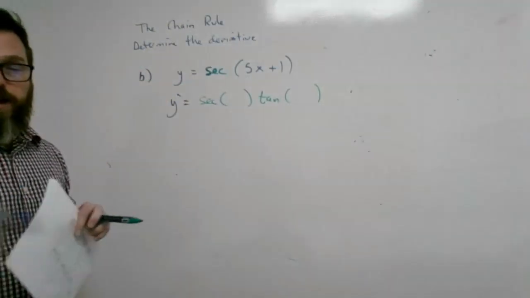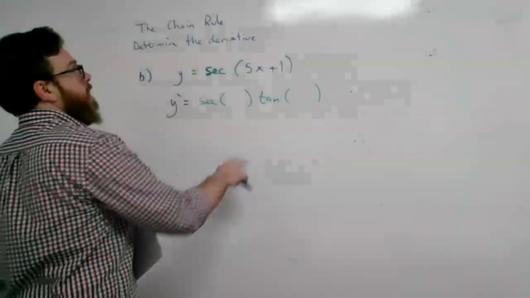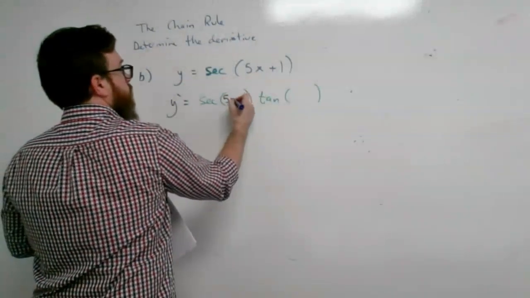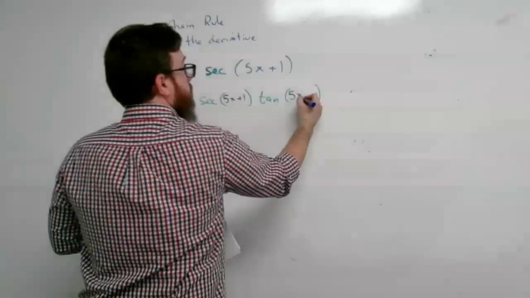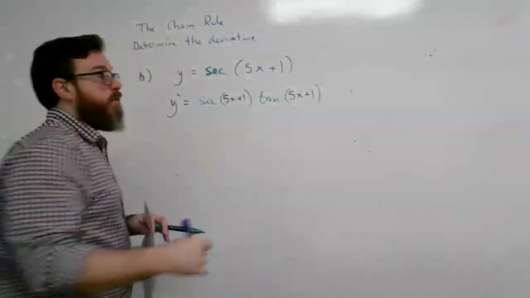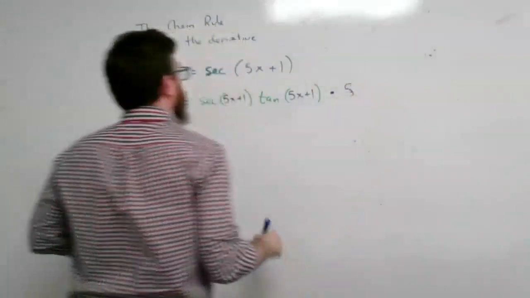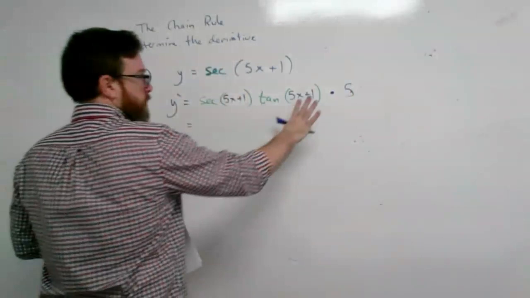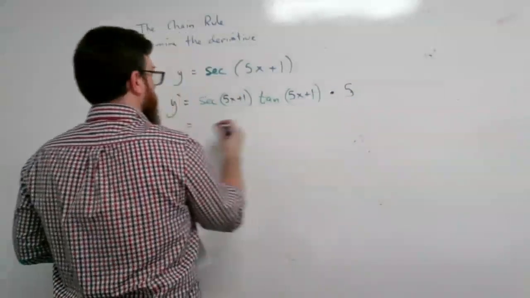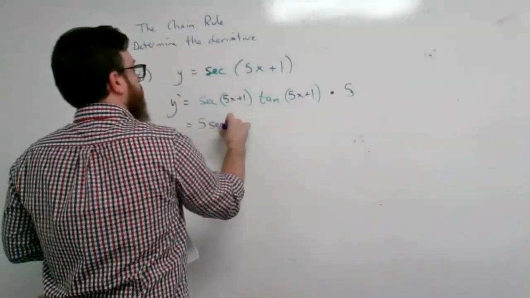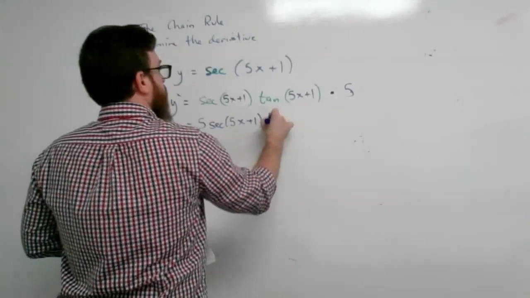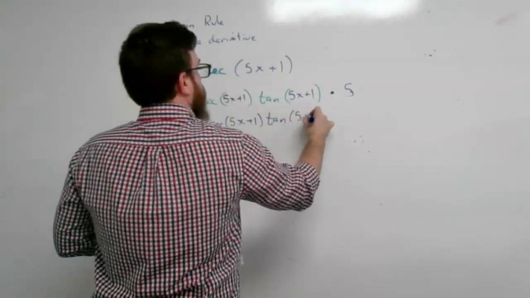Now remember that your input, your x in this case, is going to be this 5x plus 1. So remember, we leave the inside function alone. Now we still have to multiply by the derivative of this inside function, which is going to be equal to 5. So the way we'd write this, just to make sure that it doesn't look like the 5 is inside this tangent, is 5 secant of 5x plus 1 tangent of 5x plus 1.